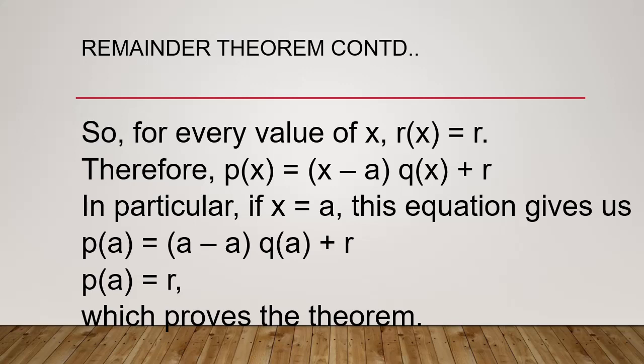Now we are assuming a particular case, if x is equal to a. Then this equation gives us p of a equals a minus a into q of a plus r. We have substituted x by a. So a minus a we will get 0. So p of a is equal to r, which proves the theorem.